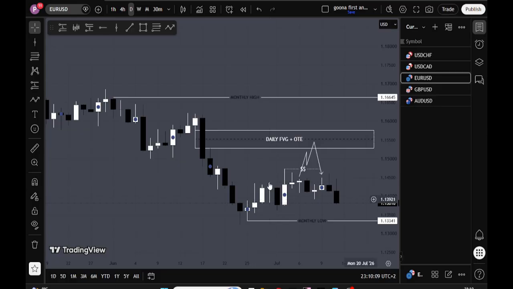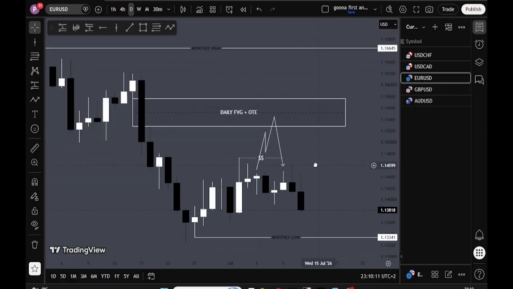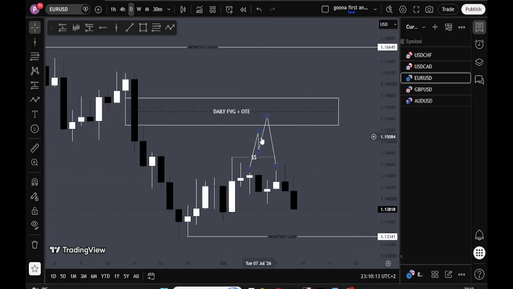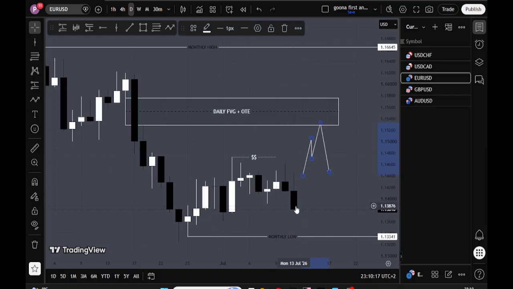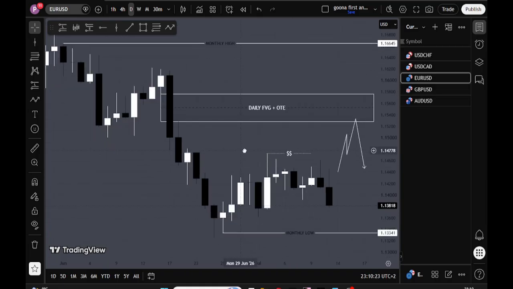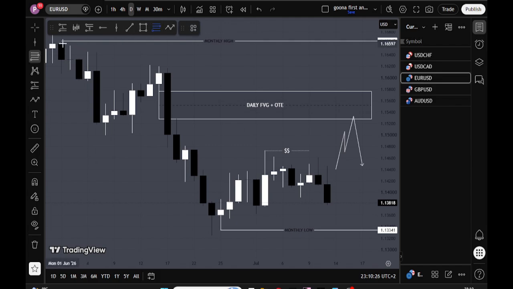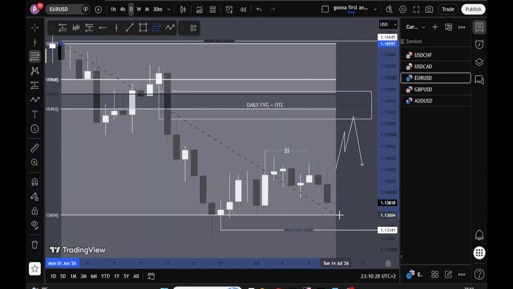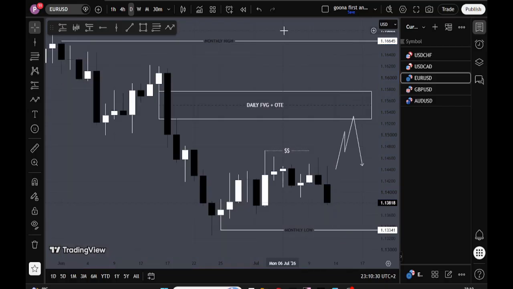EURUSD previous week, this was my analysis. So it didn't push that way, so I'm expecting it to still be valid as long as it doesn't move below the monthly low this week. You know, this daily fair value gap is our point of interest, and when we use our fib, you can see that it's in our OTE, so 50% of the fair value gap.